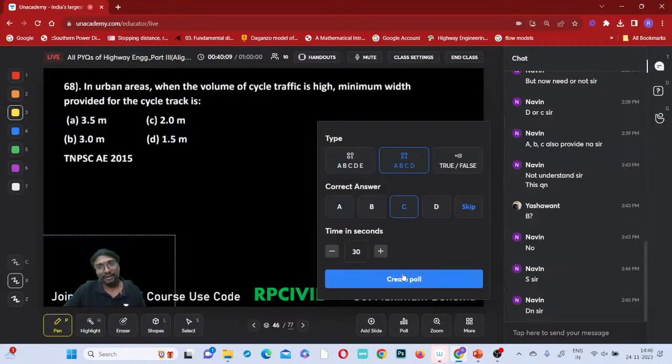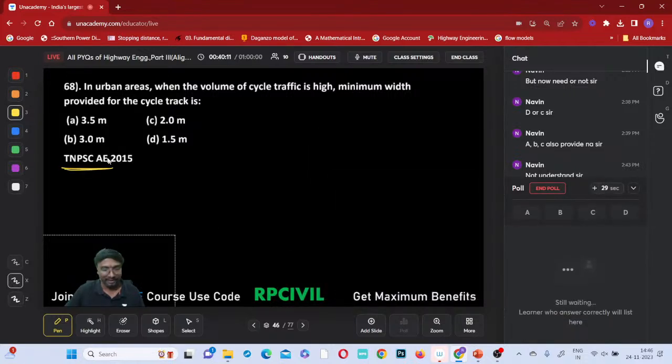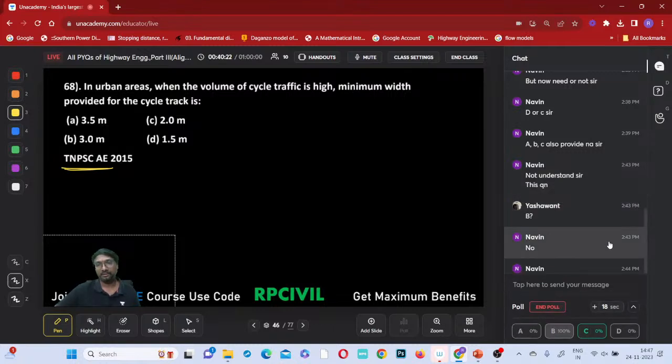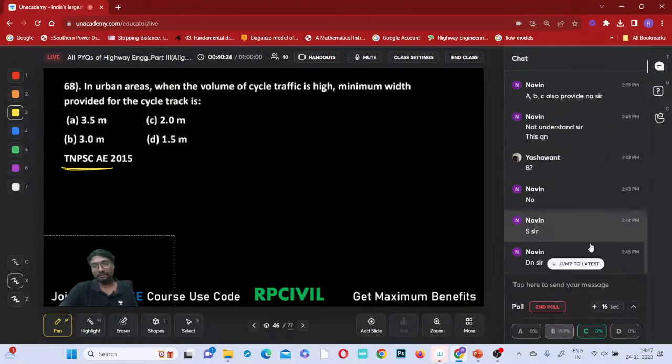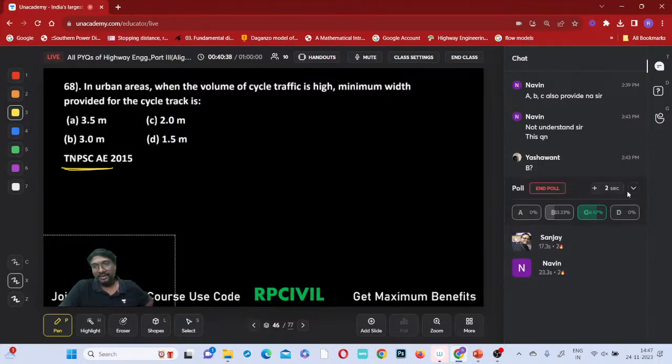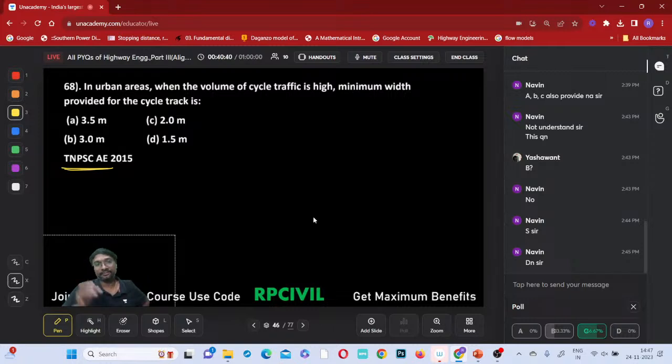So you have to be careful, right? You observe A, B, C, D, which one is which, and select the answer properly. Even in GATE they did not give this question, but in this exam they have given. You have to be careful. Right, Sanjay and Naveen answered correctly.